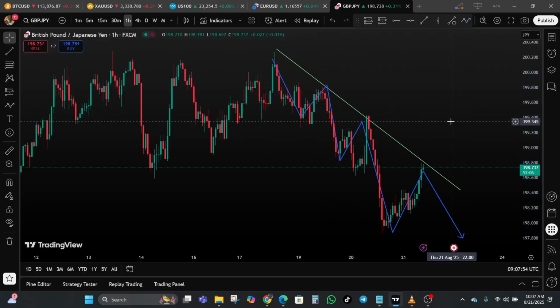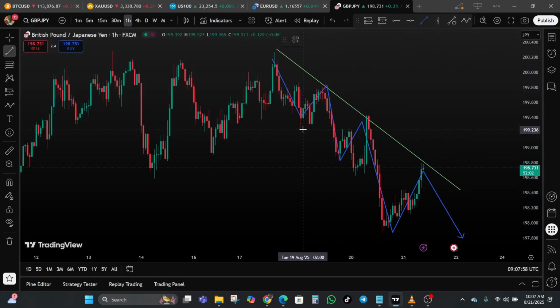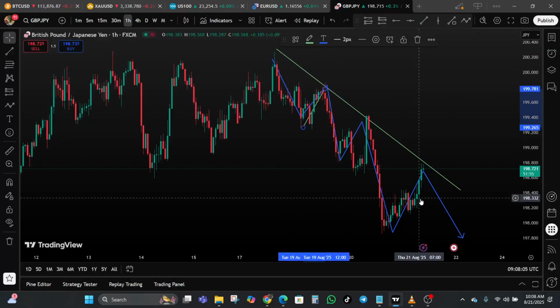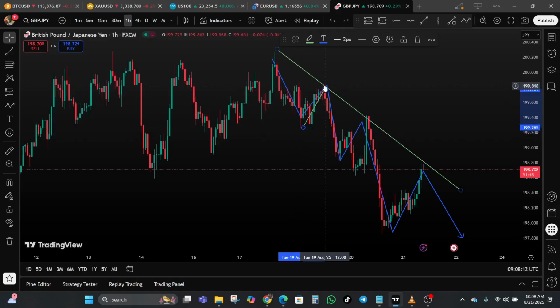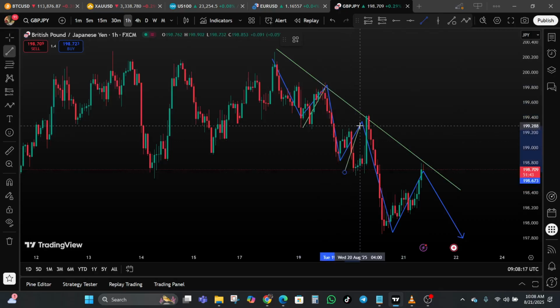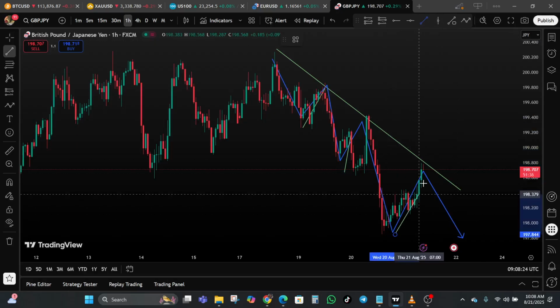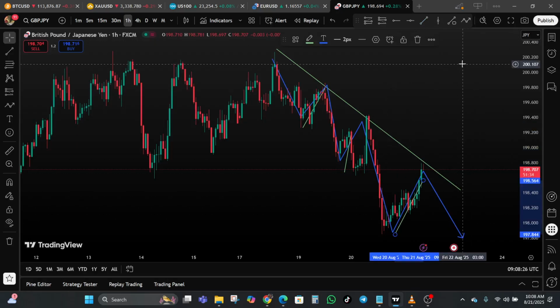So now, what is a pullback? A pullback is simply a retracement in price that happens after an impulsive move. So in a bearish trend, an impulsive move is the one that goes in the direction of the bearish trend. A pullback is the one that goes against the trend. Then you have an impulsive move and then you have a pullback, right? An impulsive move, a pullback, an impulsive move, a pullback. So pullbacks are usually against the trend.